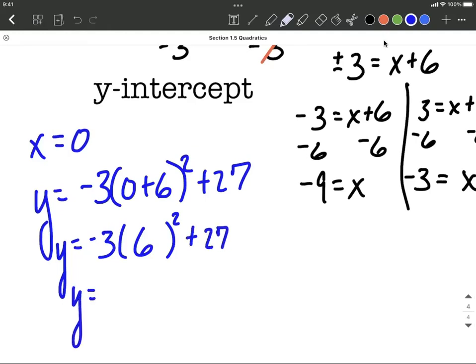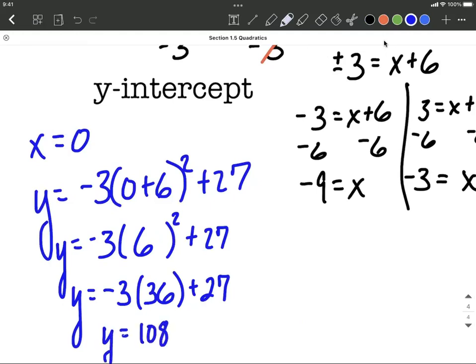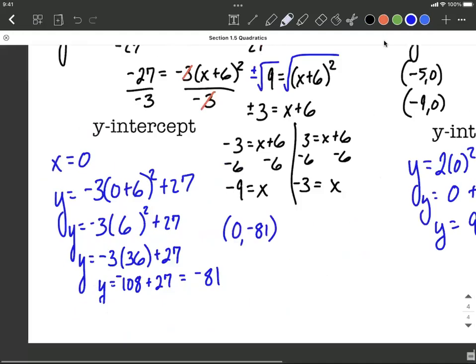Next, we're going to go ahead and apply an exponent. Please excuse my dear Aunt Sally, right? So 6 squared is 36. Then we're going to multiply before we add. So negative 3 times 36 gives negative 108, be careful there, plus 27. So eventually we're going to get negative 81. So again, as an ordered pair, that was an x value of 0, a y value of negative 81.